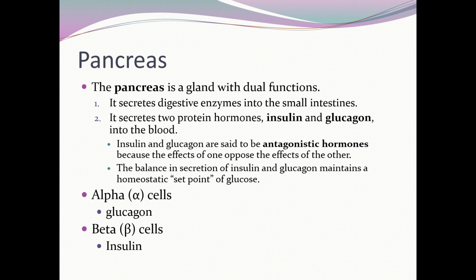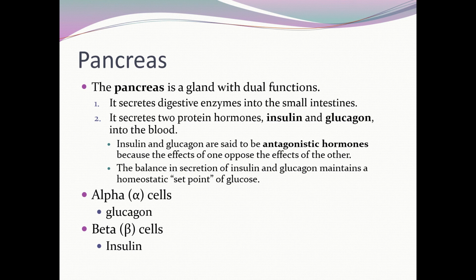Last but not least is the pancreas. The pancreas is a gland with dual functions. It secretes digestive enzymes into the small intestines, and that's an exocrine function. The endocrine function is when it secretes the two protein hormones known as insulin and glucagon into the blood.